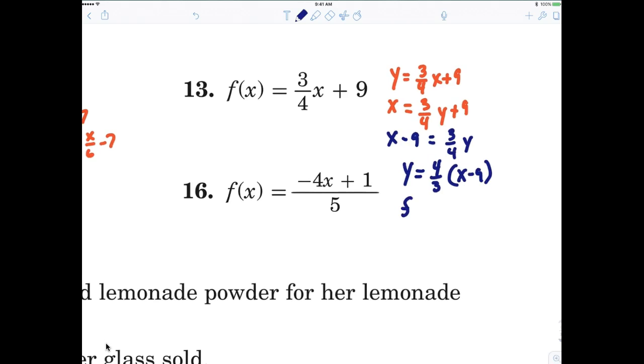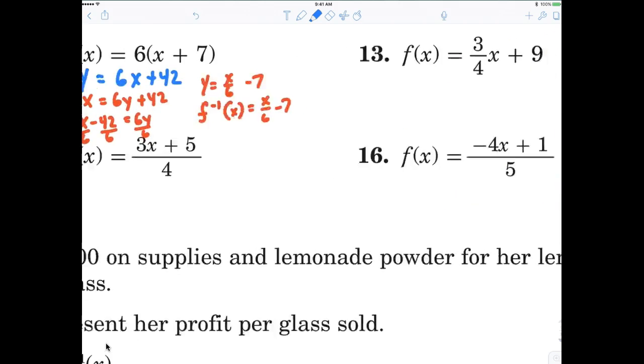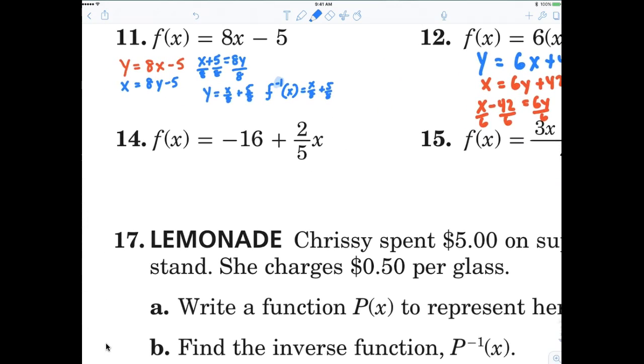Again, remember I want you to write the symbol f of negative 1 of x is equal to 4/3 x minus 9. So again, just stay with me one more time. This is the symbol for inverse. And again, to find the inverse of an equation, you simply switch the x and y. Alright, let's take a look at 14.